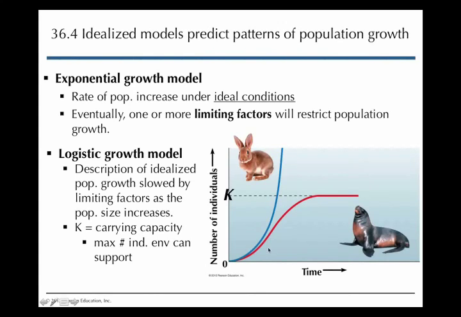Once resources become limited, it looks more like a spread-out S, and that's a logistic growth model. So it booms and then slows down rate-wise, and then the number of individuals stays about the same. Now that doesn't mean no one's dying. It just means the birth and death rates are equivalent. The level that it levels out at is going to be K, your carrying capacity, the maximum number of individuals the environment can support. That is the flattened-out part of the logistic curve.